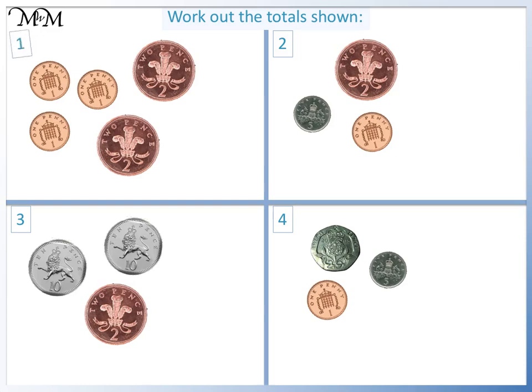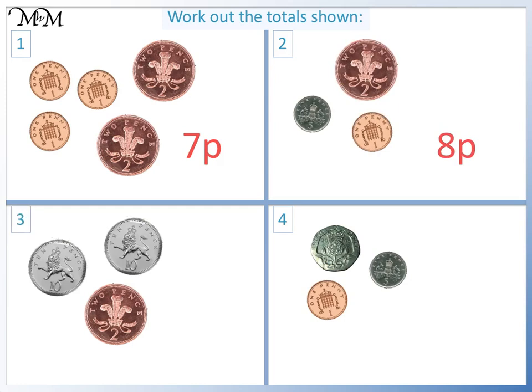Question 1. We have 1p, plus another one makes 2, plus another one makes 3, plus 2p makes 5, plus 2p makes 7p. Question 2. We have 5p, plus 2 makes 7, plus 1 makes 8p.